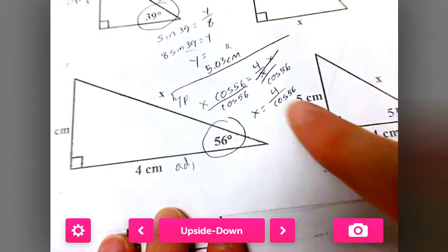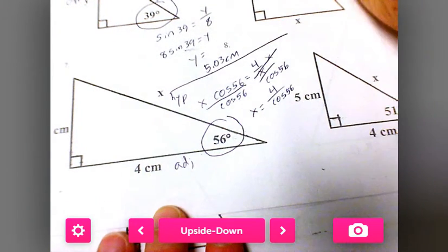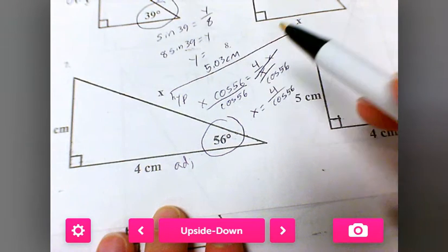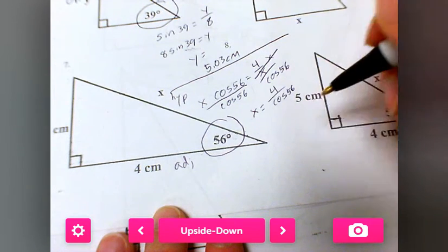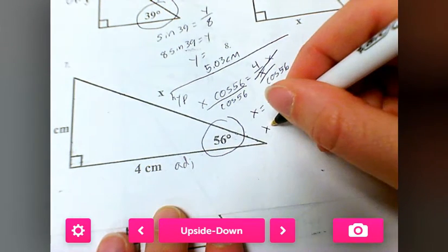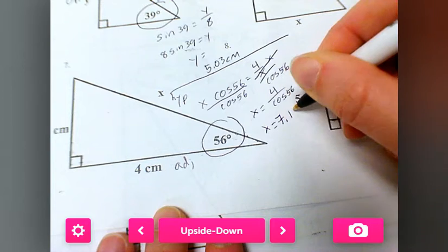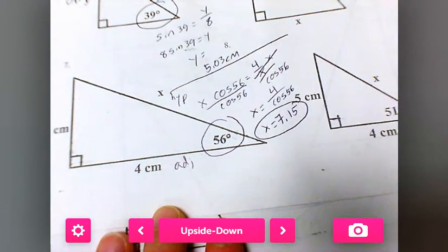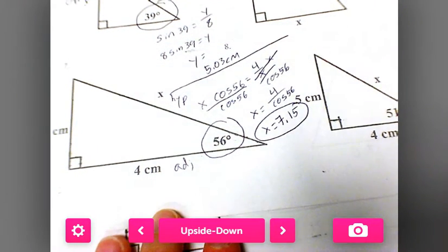This is one that most people find pretty easy. When we get to here where we have the x on the bottom, this is where I get kids messing stuff up. So x equals 7.15 is our answer. And that's my hypotenuse, in centimeters.